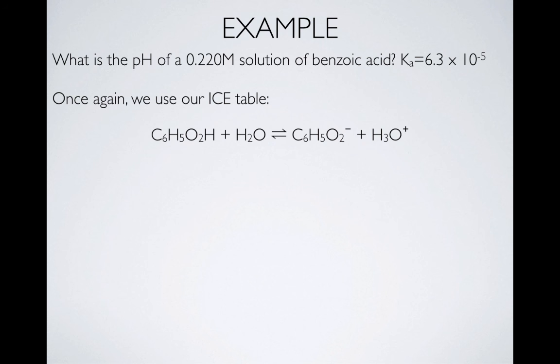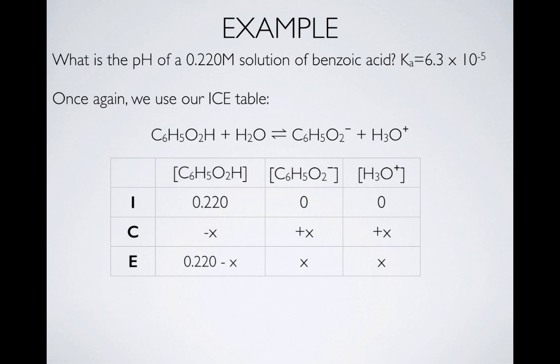The benzoic acid loses an H+, creating the benzoate ion there and the H3O+. We don't need to know the formulas or the names in order to do this problem. But let's set up our ICE box. We've got our acid, the ionized acid, and the hydronium ion. Initially I have 0.220 molar of the acid, none of the ion, none of the hydronium.